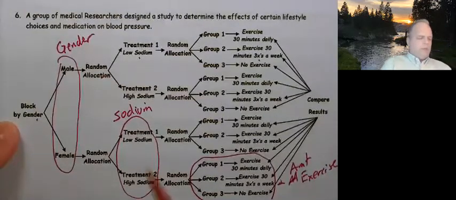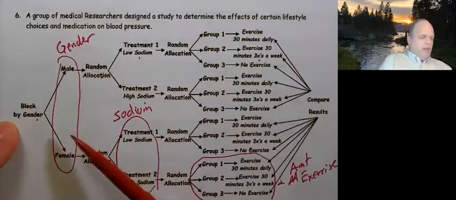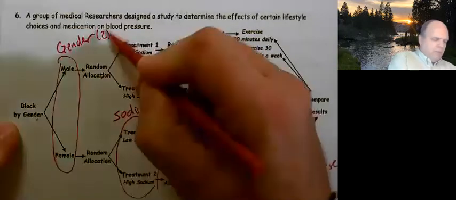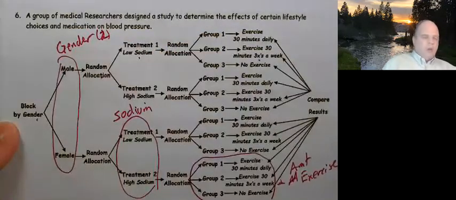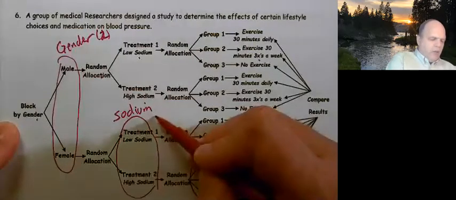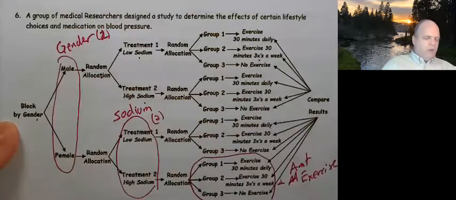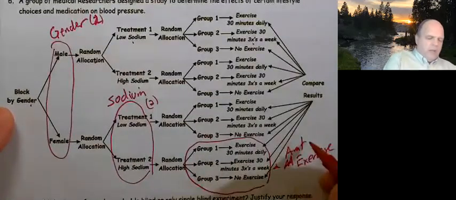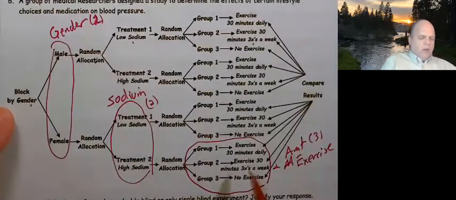So in total, we have 3 separate variables. This one has 2 levels, male and female. That does not look much like a 2. This one has 2 levels, high sodium and low sodium. And then the exercise has 3 levels: daily, 3 times a week, and no exercise.